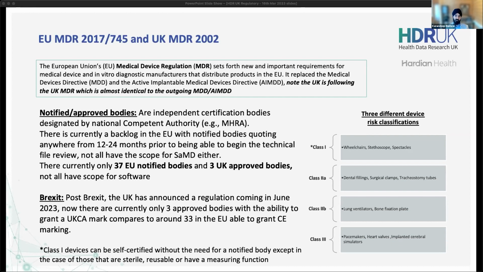Like I said, if you're going to have to wait 12 to 24 months, start this conversation now. Don't make the mistake of building a technical file and then having to wait for a year or two effectively. That's the last thing that you want to do.